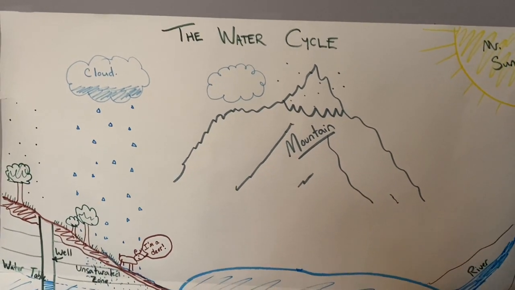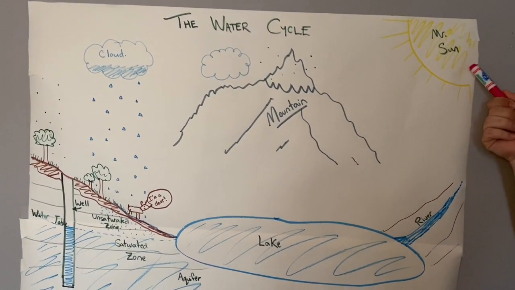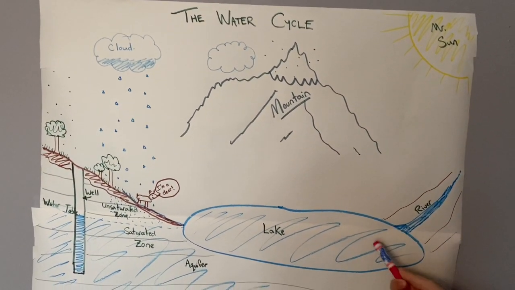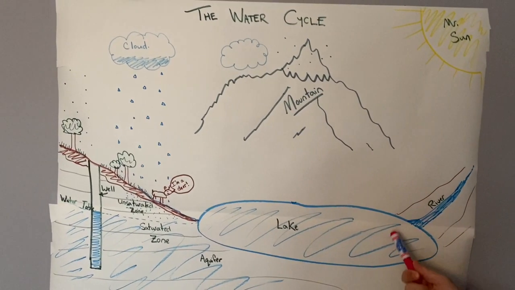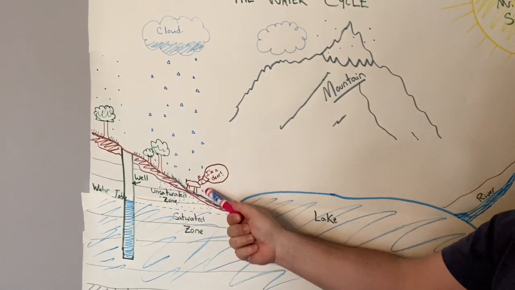So this is our water cycle. And it has a whole lot of stuff. We've got the sun, which drives the entire cycle. I've tried to draw a surface lake with a river running into it. I've tried to draw a hill with some trees and grass and a deer.